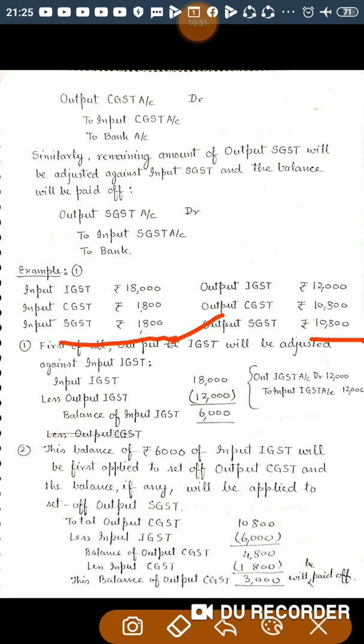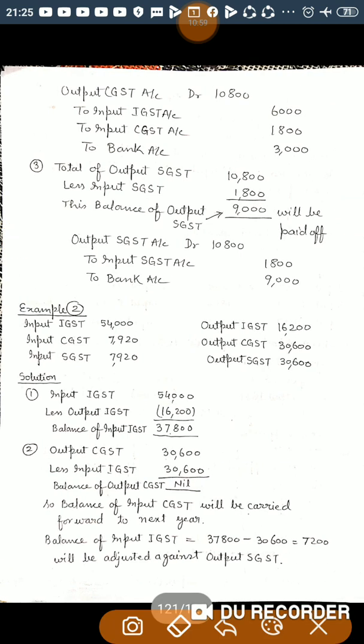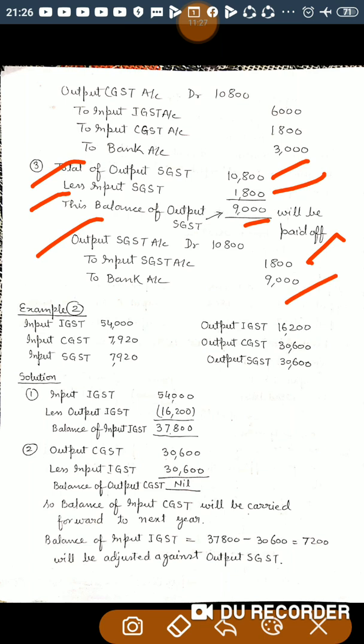Now the third: this output SGST 10,800 is still remaining, and this can be utilized first of all for setting off input SGST, and whatever balance is left will be paid off. So I have shown it here. Total output SGST is 10,800, less input SGST 1,800, and the balance left is 9,000, and this 9,000 will be paid to the government. The journal entry will be output SGST account debited 10,800 to input SGST 1,800, and the left 9,000 will be paid off to the government to bank account.